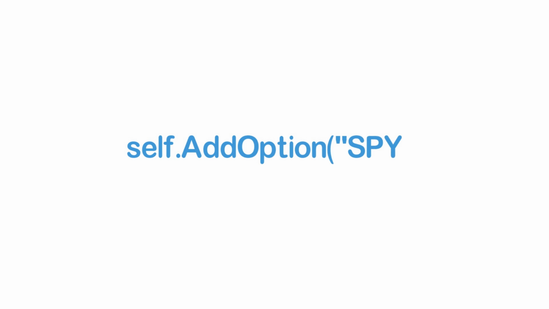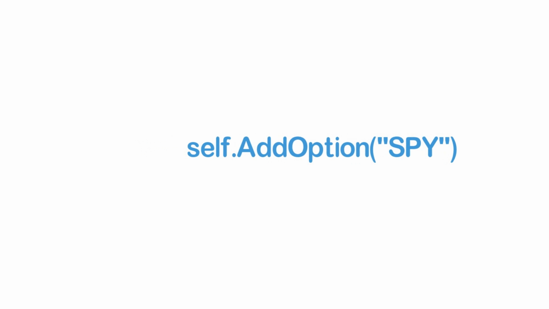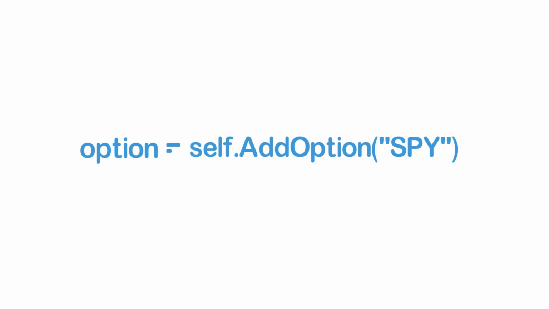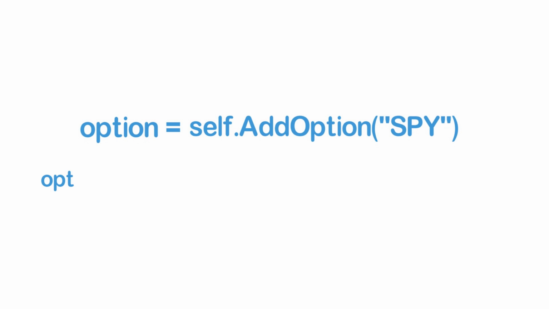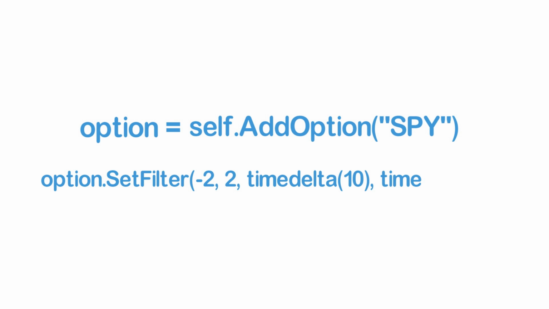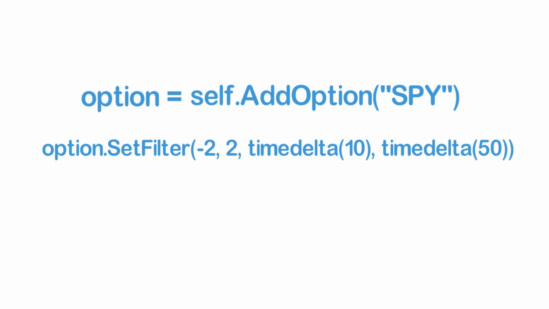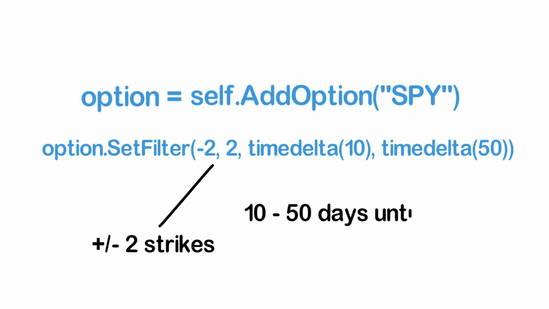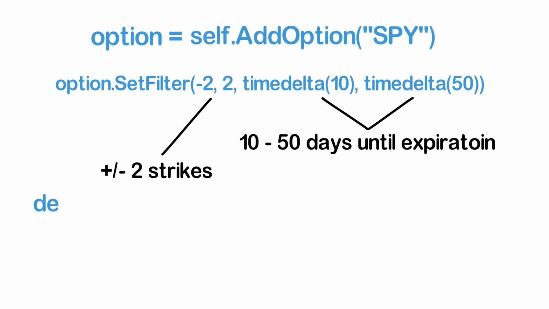For this, you can use the add option method. Here you can specify for which underlying asset you want to add the option data. After that, you can use set filter to filter which options you want to add. Here you can specify which strike price range around the underlying price and which expiration range you are interested in. Typically, you would add the data and apply the filter in the initialize method.